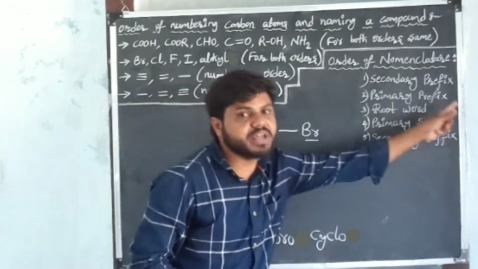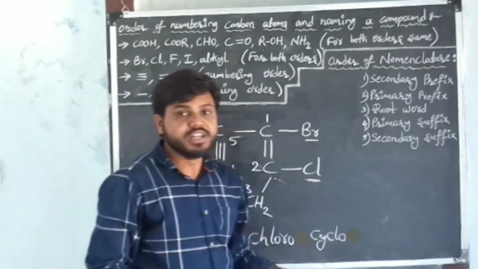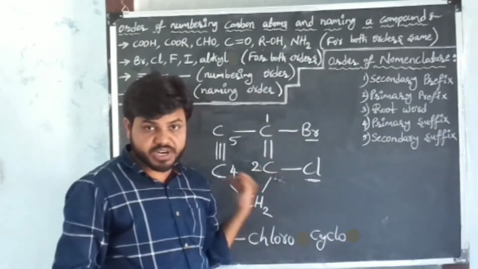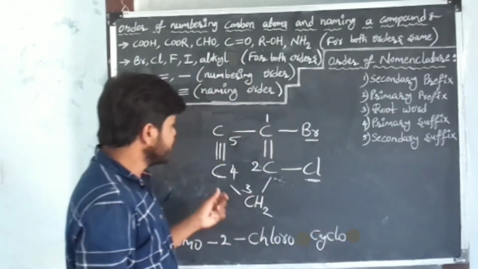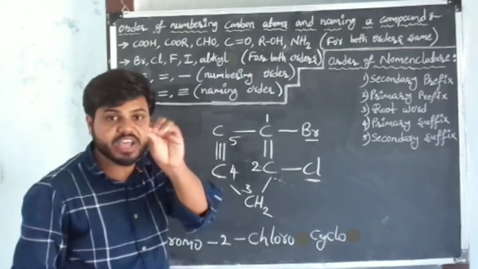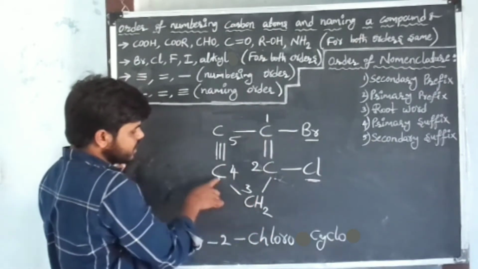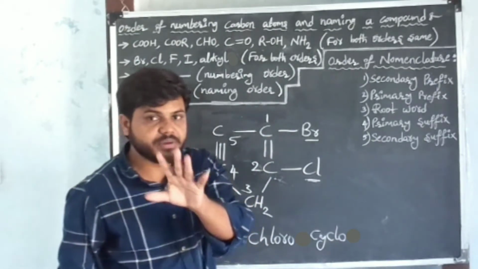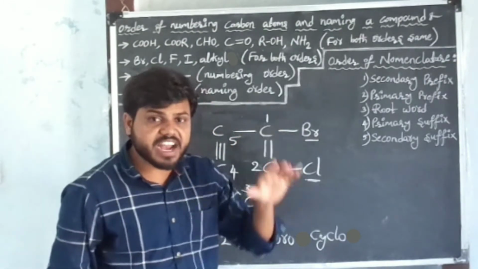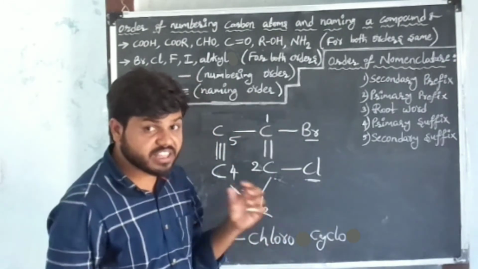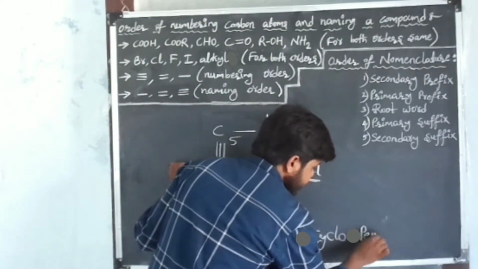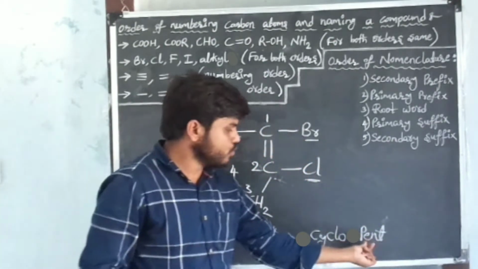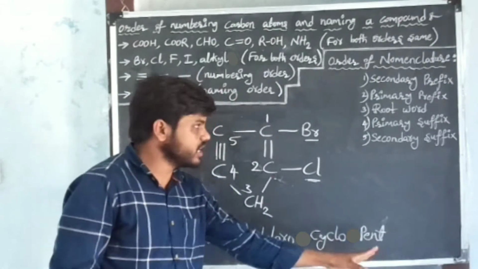After writing the primary prefix, go to the root word. The root word is based on the number of carbon atoms present in the given carbon compound. In the given carbon compound, 5 carbons are there: 1, 2, 3, 4, 5. The root word of 5 carbons is pent. I have written the root word pent.